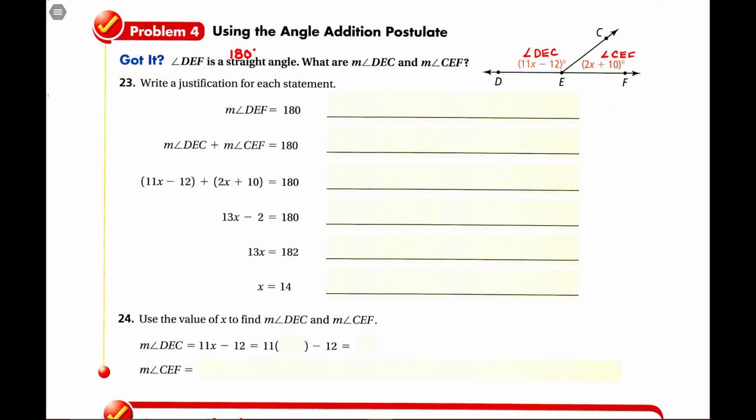The measure of angle DEF is 180 degrees. It's already written right here, but we want to justify why that statement is true, and it's just because it's given as a straight angle. So a straight angle is equal to 180 degrees. The measure of angle DEC plus the measure of angle CEF is equal to 180 degrees. That is the angle addition postulate.